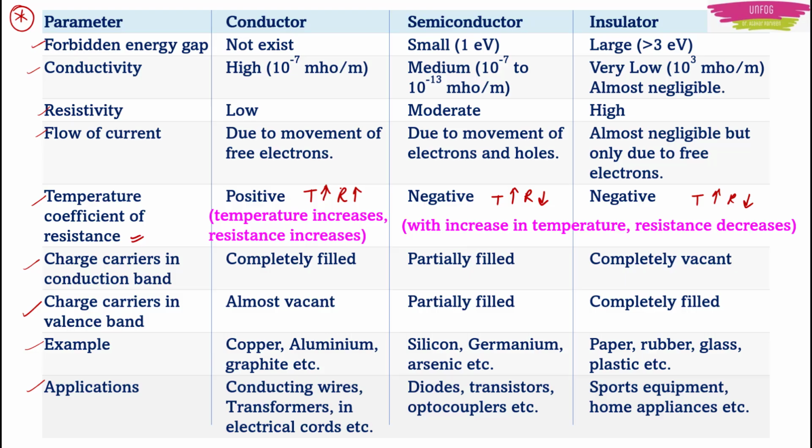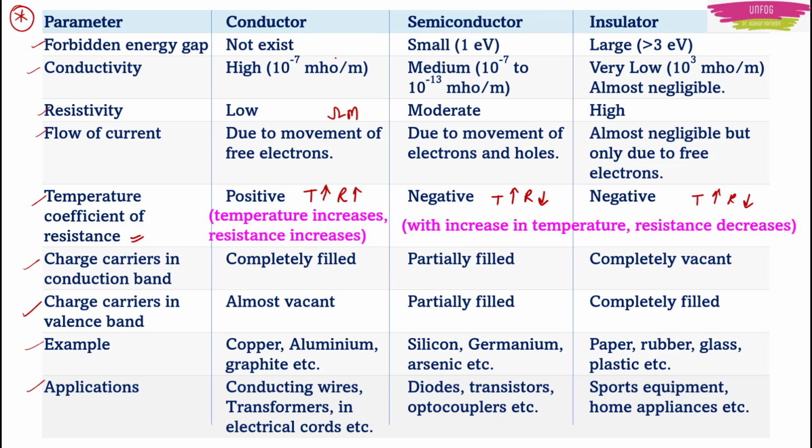For conductivity, a conductor means the conductivity will be high, right? The unit for conductivity is the opposite of resistivity. For resistivity, it is ohm meter. So for conductivity, it is the opposite, mho per meter. These values are high for a conductor and low for an insulator, and for a semiconductor, it is medium. They will not ask these values, I feel, but still you should have one idea about them.